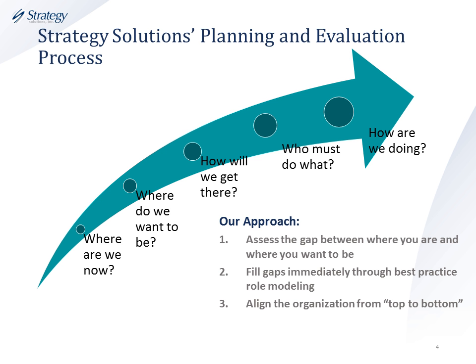And our planning and evaluation process really includes 5 simple questions. Where are we now? Where do we want to be? How are we going to get there? Who's going to do what? And how are we doing? And what our approach is when we work with clients is we help them assess the gap between where they are today and where they want to be. Sometimes we'll come in as a consultant and fill those gaps through what we call best practice role modeling. But we use a capacity building approach that's a do-teach-coach model, the way we describe it.